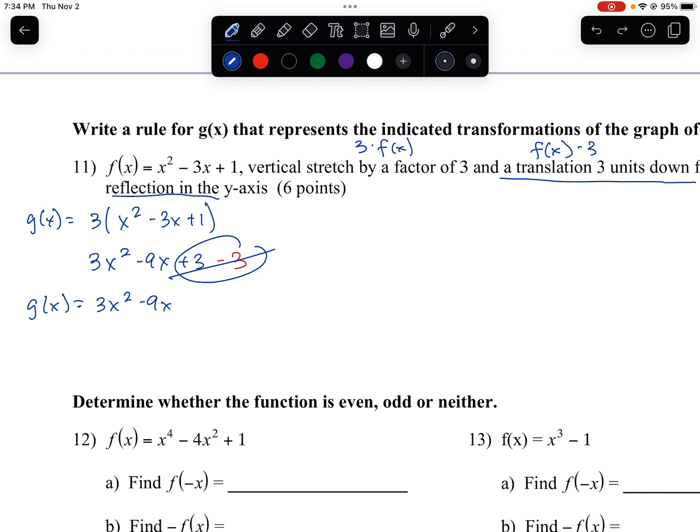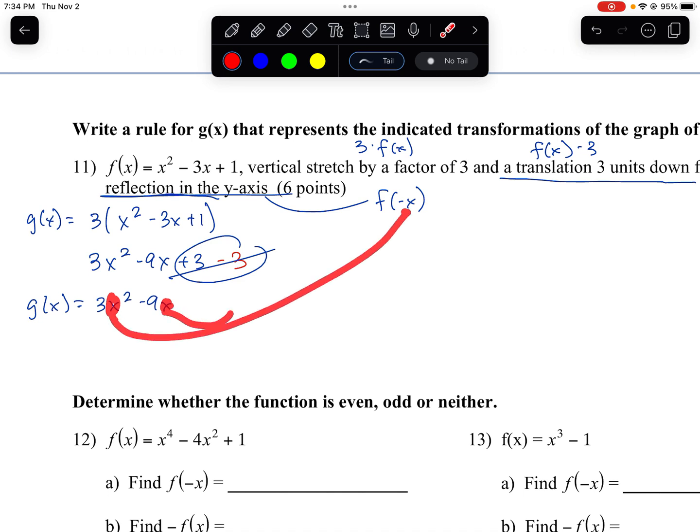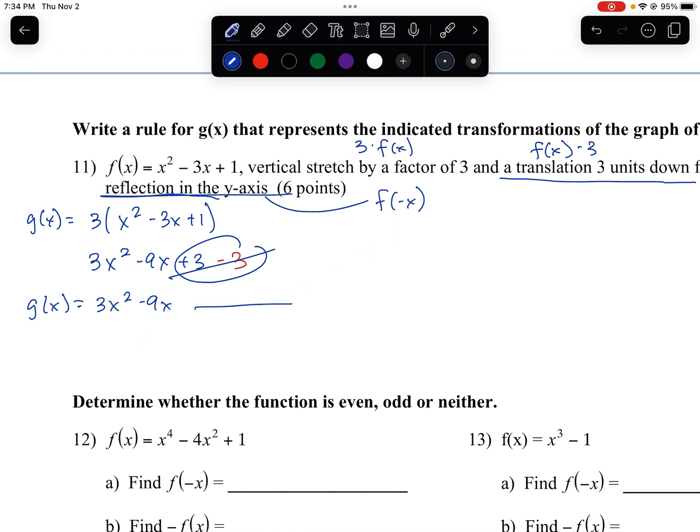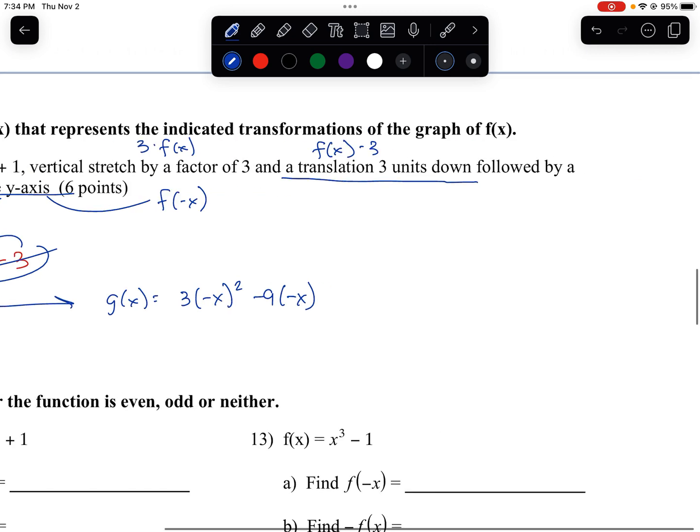Okay? Next, the last one is followed by a reflection in the y-axis. The notation for this right here is f of negative x. Okay, so I'm going to remove where x is located, and replace it with negative x. Okay, so g of x will be equal to 3 times negative x squared minus 9 times negative x.